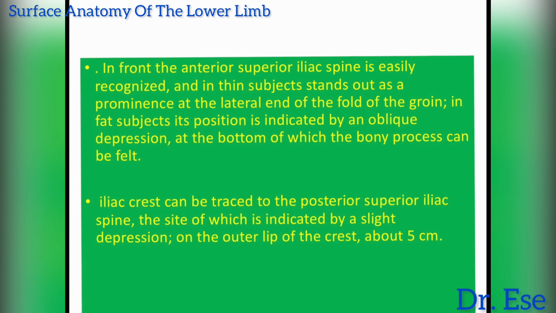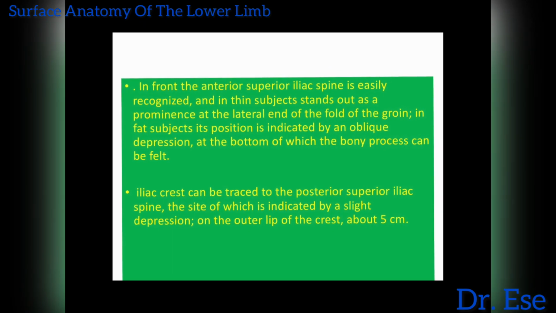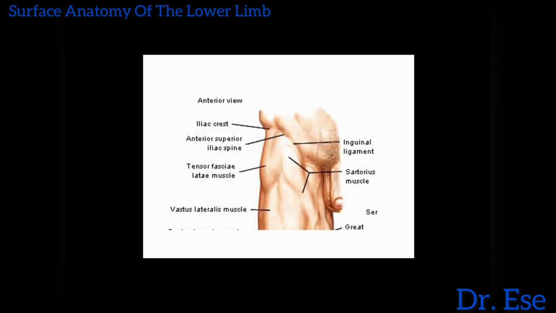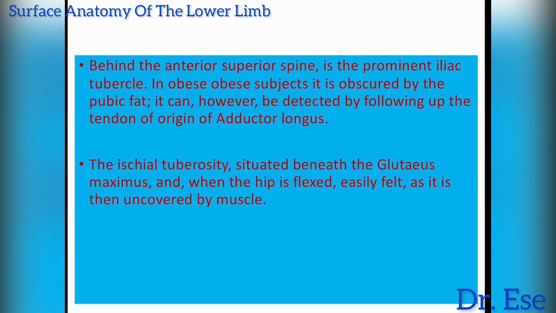In front, the anterior superior iliac spine is easily recognized and in thin subjects stands out as a prominence at the lateral end of the fold of the groin. In fat subjects, its position is indicated by an oblique depression at the bottom of which the bony process can be felt. The iliac crest can be traced to the posterior superior iliac spine, the site of which is indicated by a slight depression on the outer lip of the crest, about 5 cm behind the anterior superior spine is the prominent iliac tubercle.